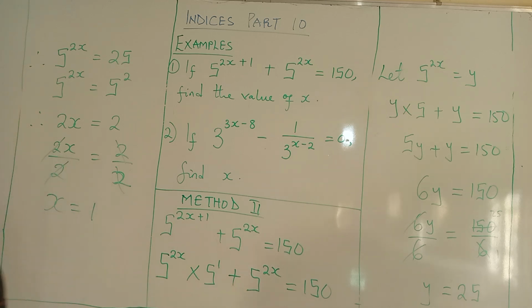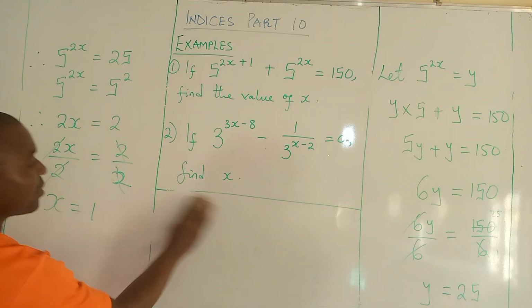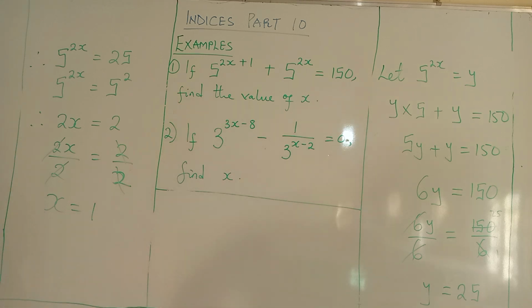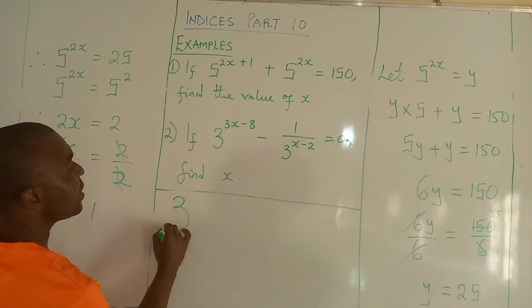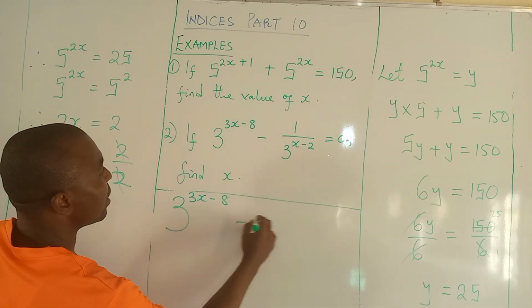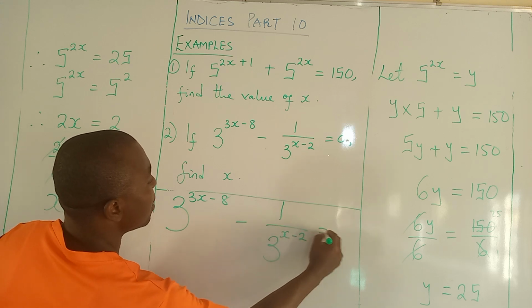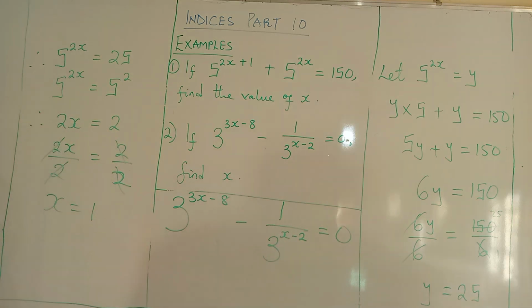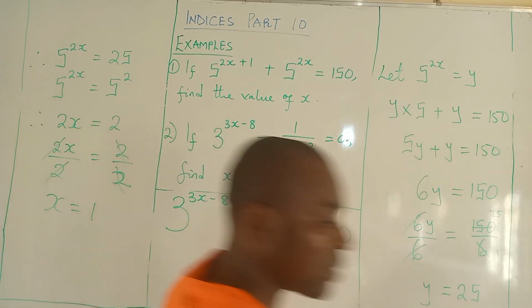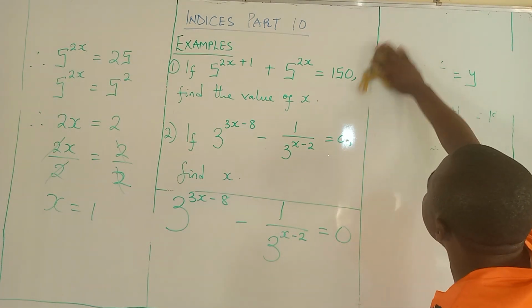So quickly, let's look at question number 2. Question number 2 is saying if 3 raised to power 3x minus 8 minus 1 over 3 raised to power x minus 2 is equal to 0, we are to find the value of x.